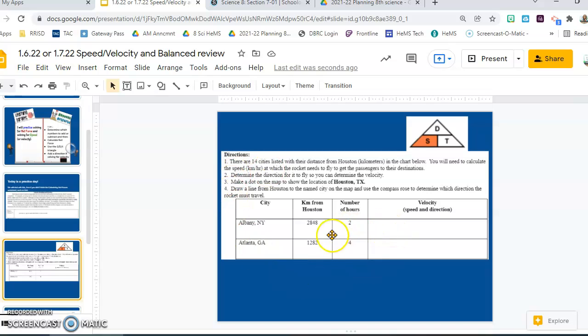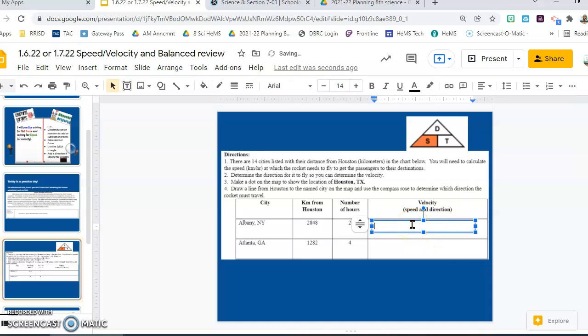Now, this is the next column. You want to go through this. Here's our distance, which is 2,848, and then I have time. So if I take 2,848 divided by 2, that equals 1,424 kilometers, because that's my distance, per hour, that's my time.